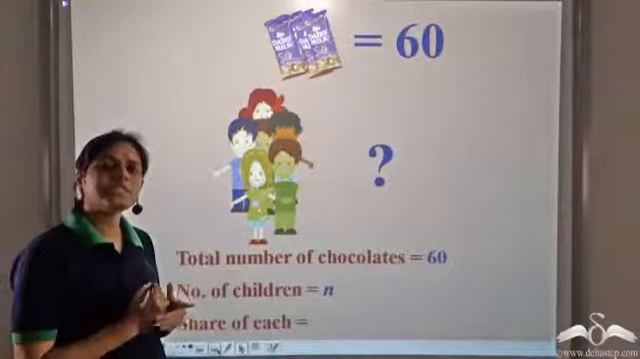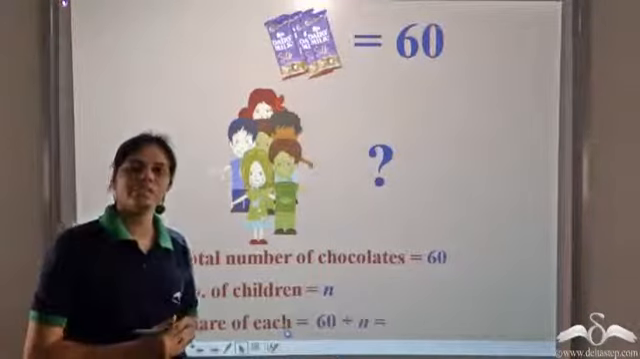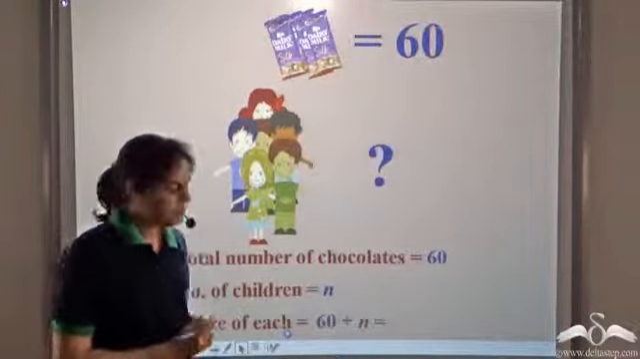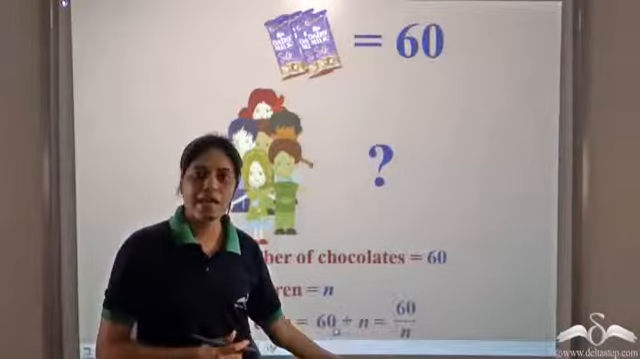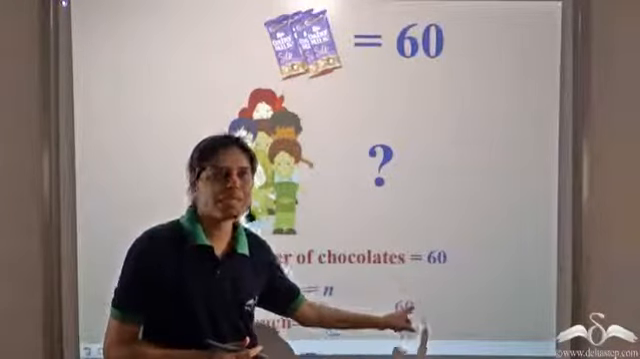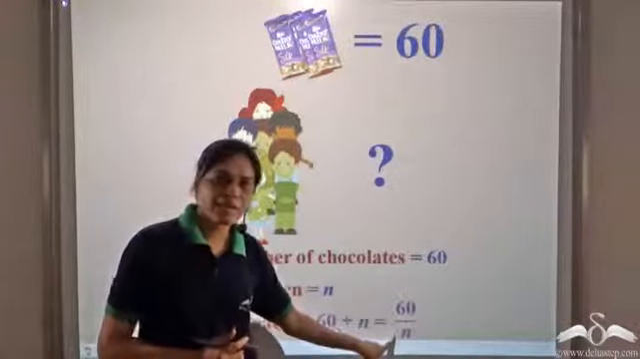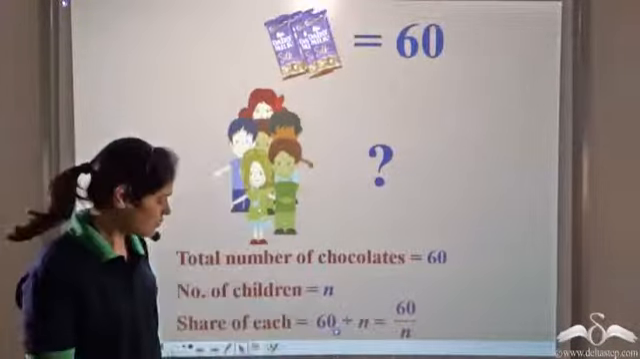So how many chocolates will each child get? Share of each will be 60 divided by n. It can be written as 60 by n. Here we are dividing a constant 60 by a variable n and we write it as 60 by n.